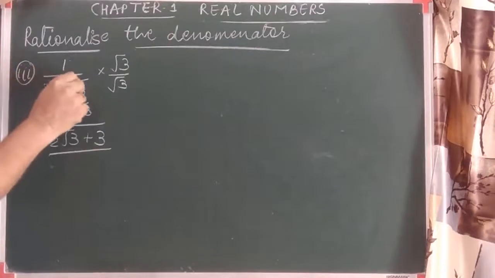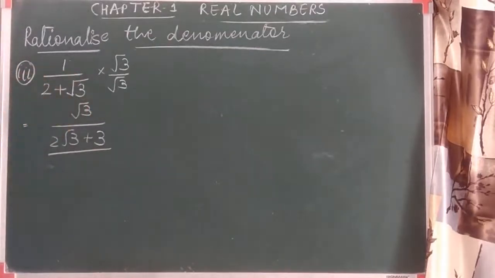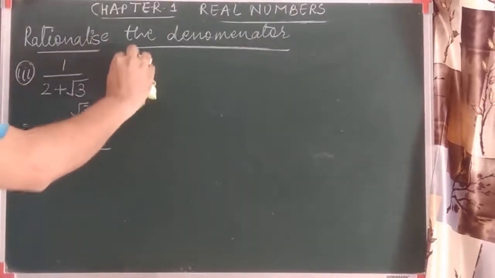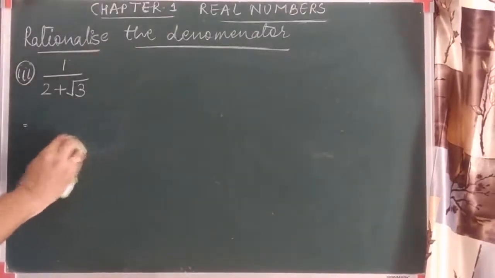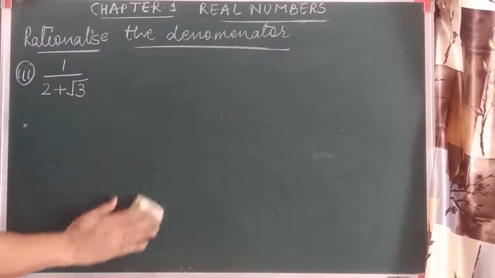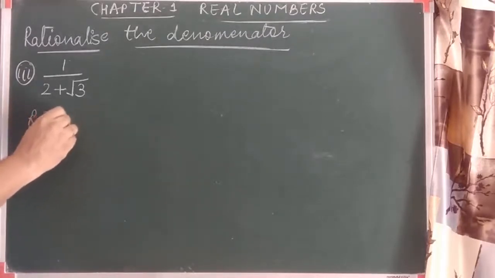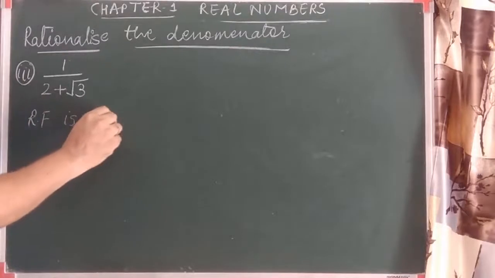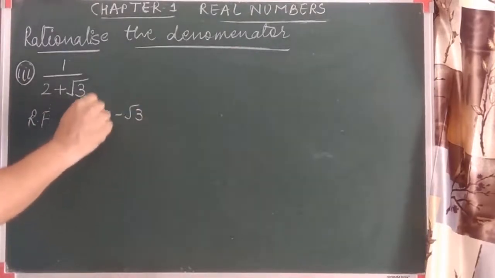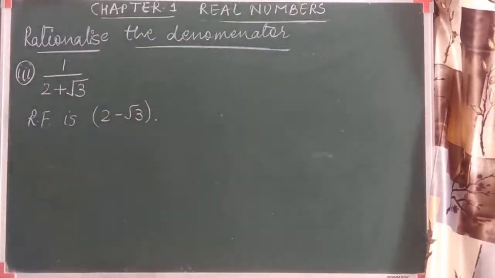So whenever you have two terms, that is a binomial term in the denominator, and you have to rationalize the denominator, you should remember you have to multiply with two terms only. Now which are the two terms we should multiply? So remember, here you should remember the formula or identity which we discussed in the 8th standard, that is a plus b, a minus b. That means the rationalizing factor of the given number 2 plus root 3 is 2 minus root 3.